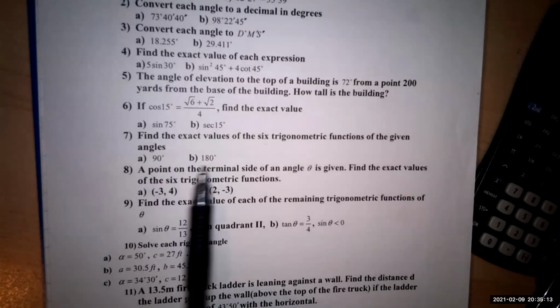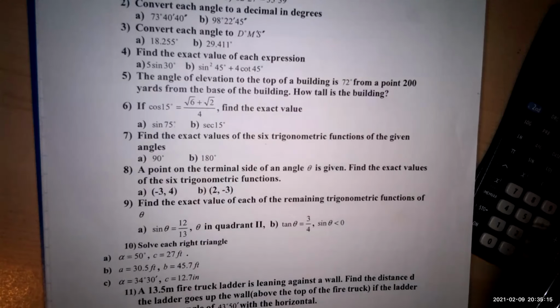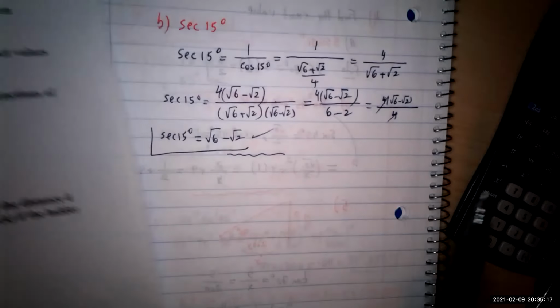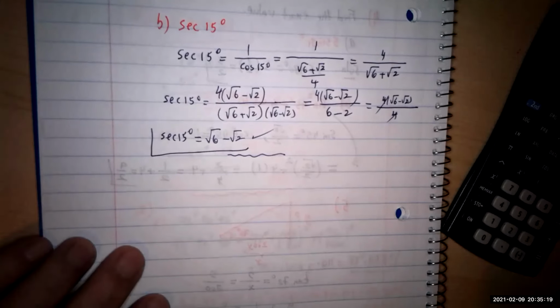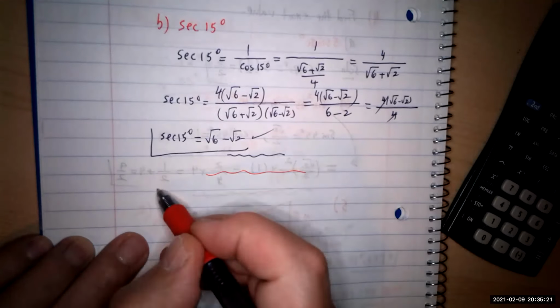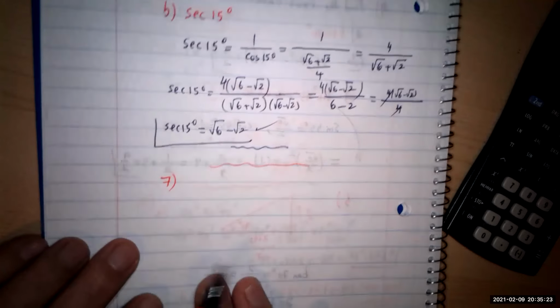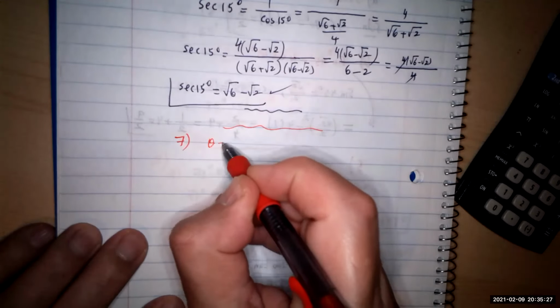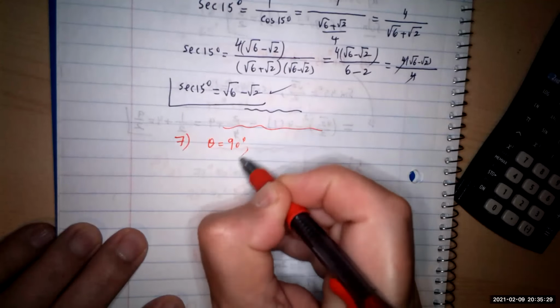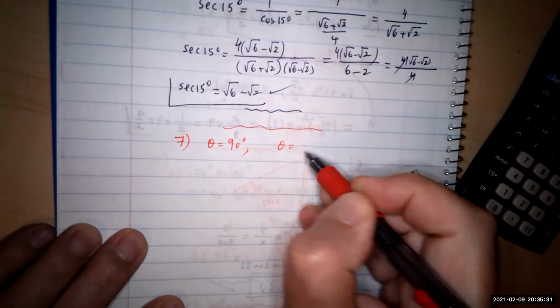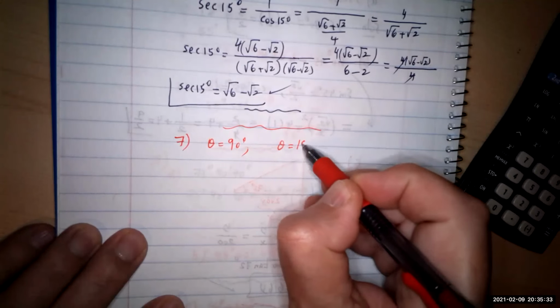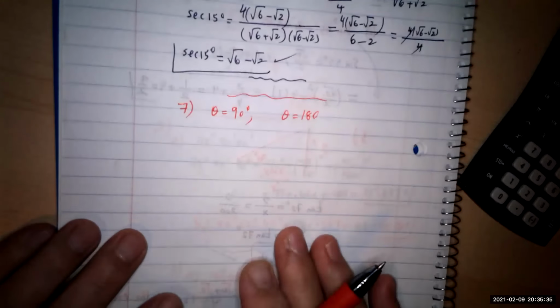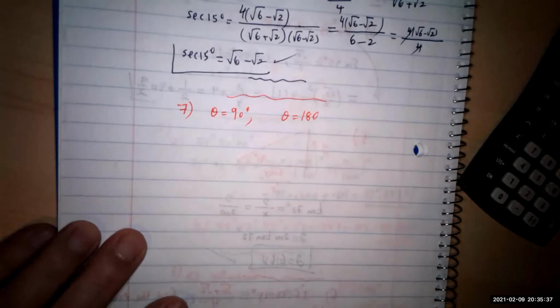So I just rewrite it, just give you a hint, then you check the lecture notes that we have. Number 7, they ask for the 6 trigonometric functions of theta equal to 90 degrees and theta equal to 180 degrees. And that's exactly what we did. I just remind you to check it.